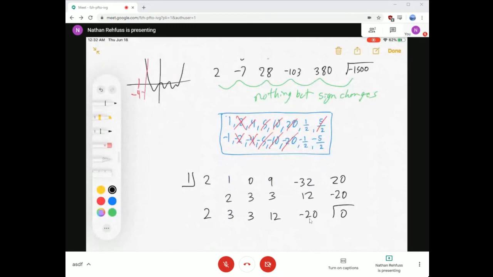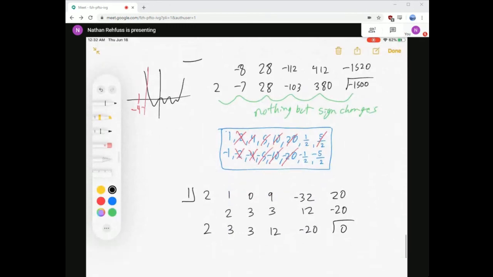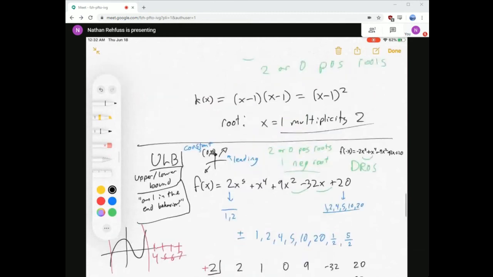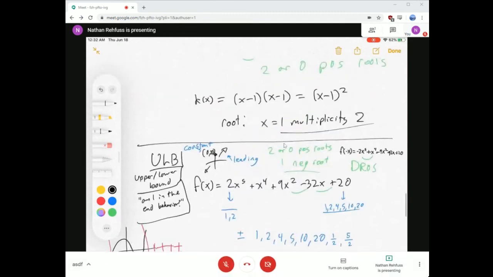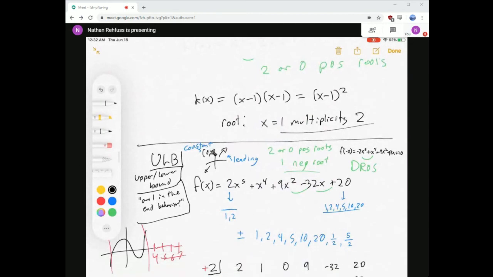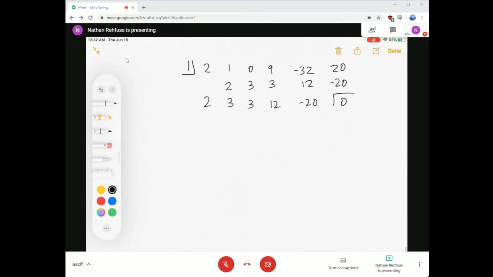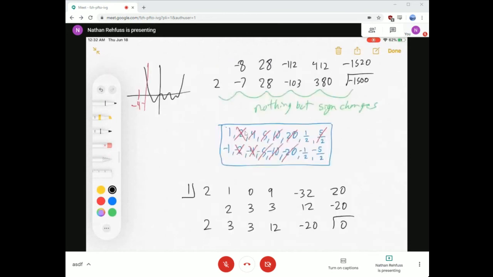Now, if you remember back in the before times when we started this problem, I said there were either 0 or 2 positive roots. We just found our first positive root. There has to be a second positive root, and it has to be either 1/2 or 1. Those are the only 2 positive roots it could be. It could be 1 again.